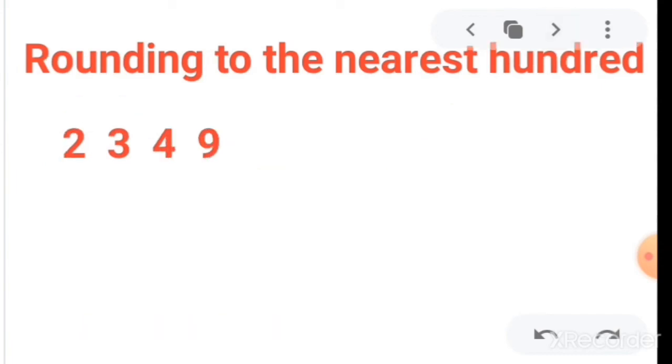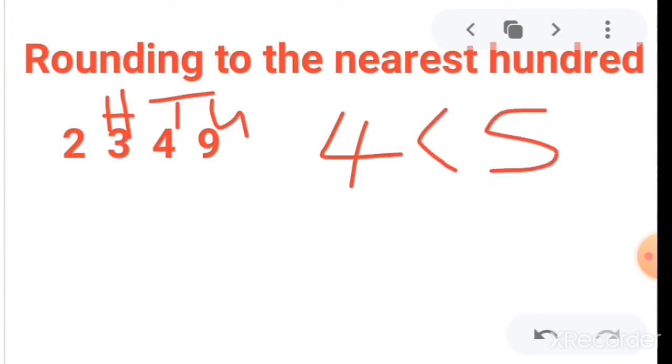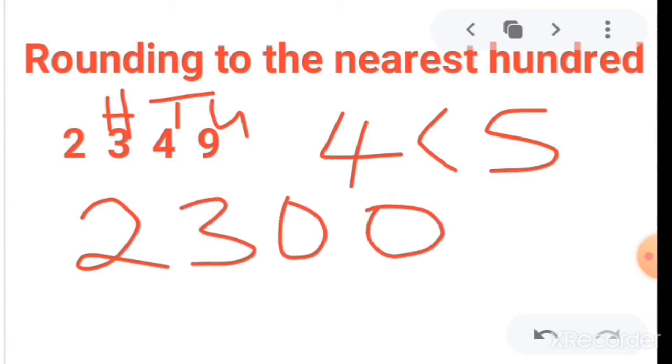Let us also round 2349 to the nearest 100. Starting from the extreme right, we want to know which number is in the 100 position. So we have the unit, we have the 10, and we have the 100. Now the number immediately after the 100, which is 4, is less than 5. Because 4 is less than 5, we round down. So 2349 becomes 2300. Remember that when we are rounding down, the number we are rounding down becomes a 0.